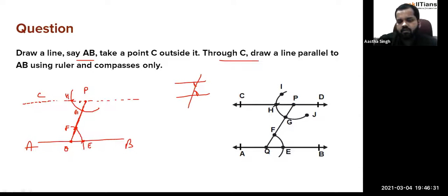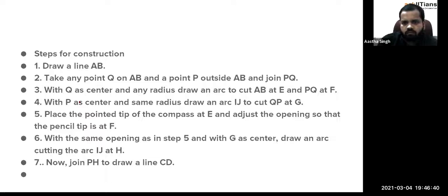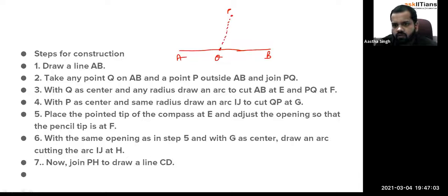Okay, guys, here are the steps. We'll go through our steps now. Draw a line AB. Take any point Q on AB and a point P outside AB, suppose this point P, and join PQ. First we join PQ.